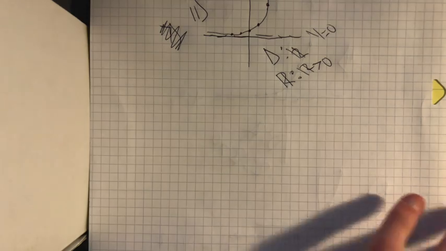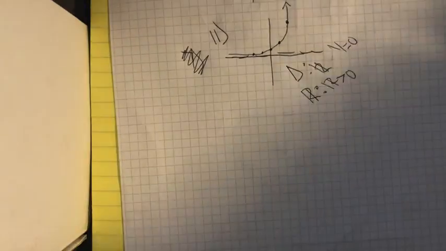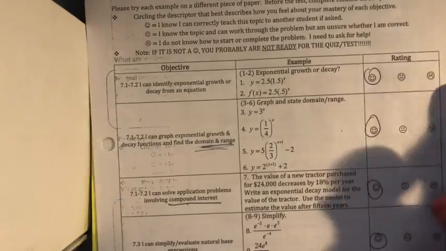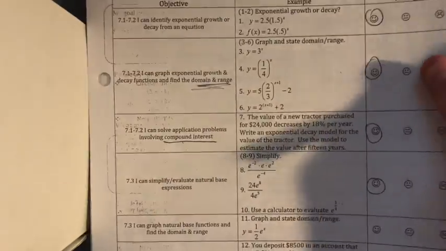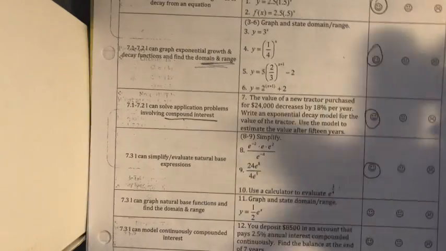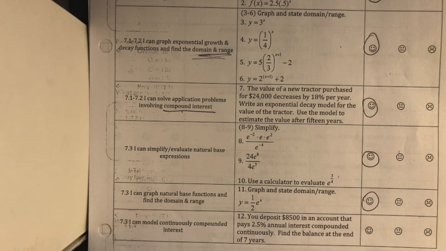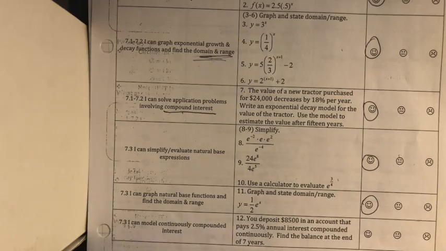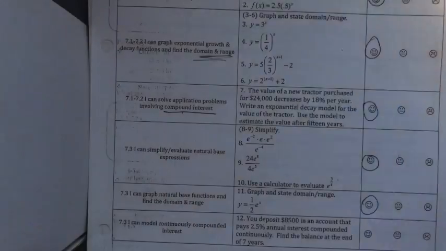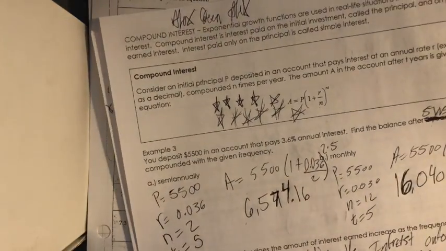Our next question is a compound interest continuous question. It's down here at the bottom. You gotta write that with a smiley face. Yay. You deposit $8,500 in an account that pays 2.5% interest annually, compounded continuously. Find the balance at the end of 7 years. Okay, so hold on a sec so I can pull up our equation for that. Compound interest right here.